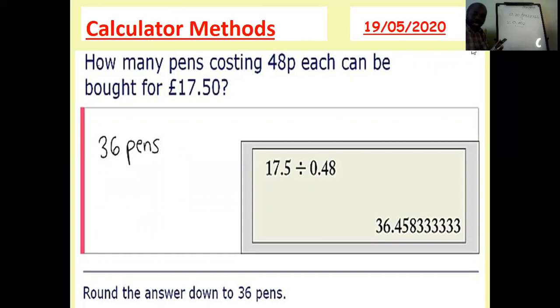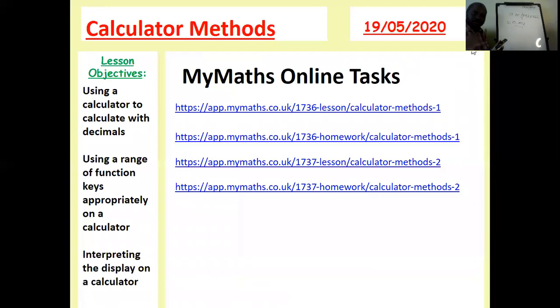Okay, now it's time for you to do some work on your own. On My Maths, I've set tasks using a calculator, and there are 2 tasks. I would advise you to do the lesson first before you do the tasks, and the links are shown on the PowerPoint.